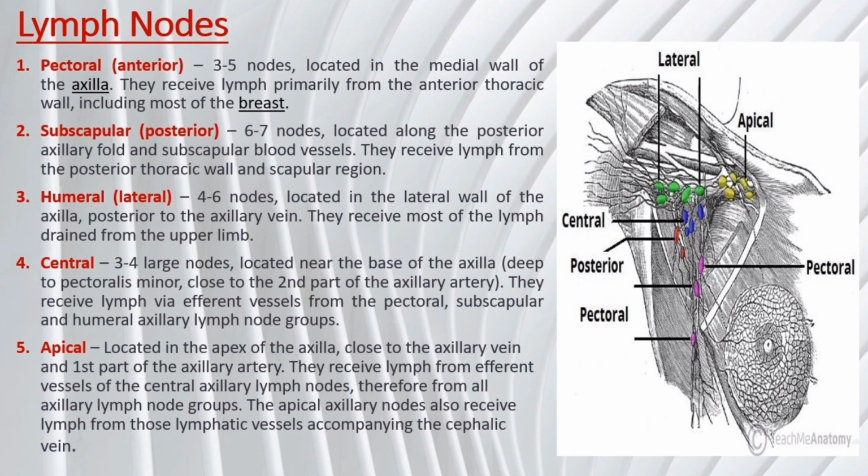Apical nodes, located in the apex of the axilla, close to the axillary vein and first part of the axillary artery. They receive lymph from efferent vessels of the central axillary lymph nodes, therefore from all axillary lymph node groups. The apical axillary nodes also receive lymph from those lymphatic vessels accompanying the cephalic vein. You should be in a position to sketch the nodes of the upper limb.